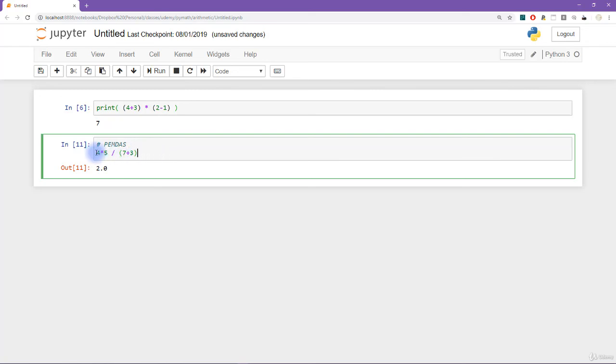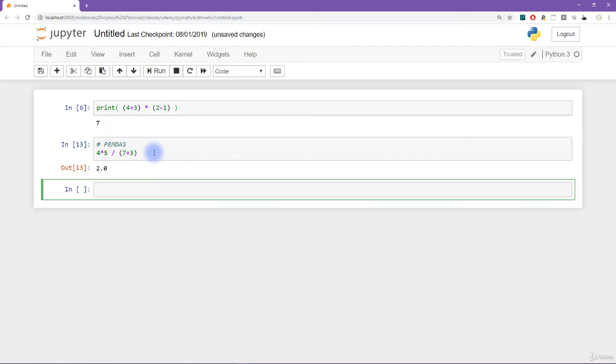Okay, and now if you like, for additional readability, you can add parentheses to the numerator here. Notice, I'm going to run this code again, that doesn't change anything because multiplication already came before division. However, I think you will agree that with the parentheses in the numerator, it just looks a little bit easier to parse compared to without the parentheses. All right, so that was the first one.